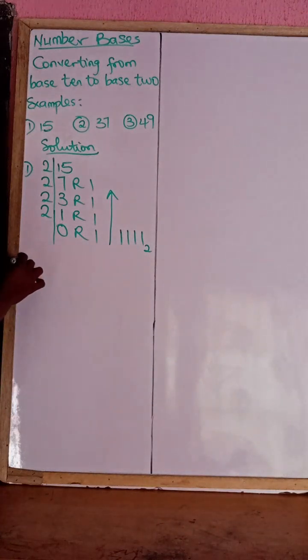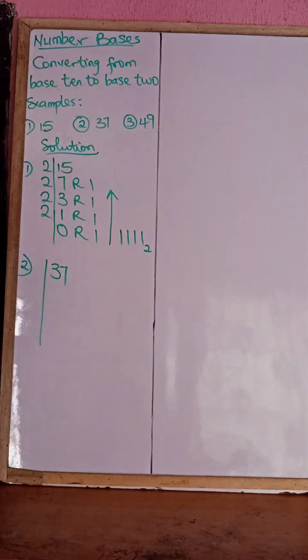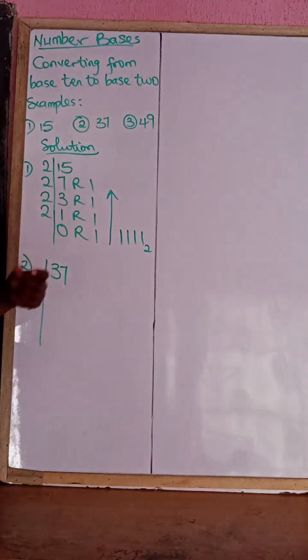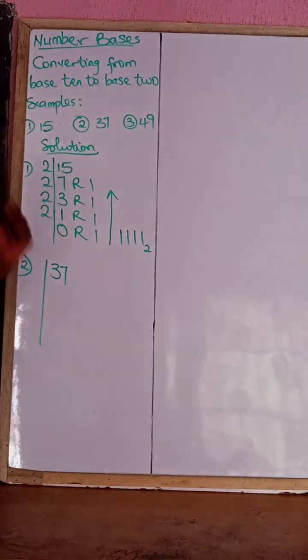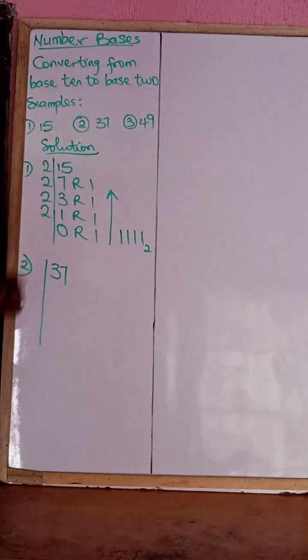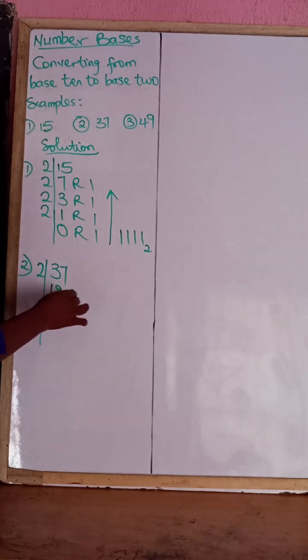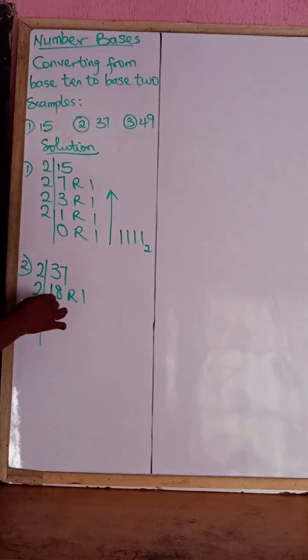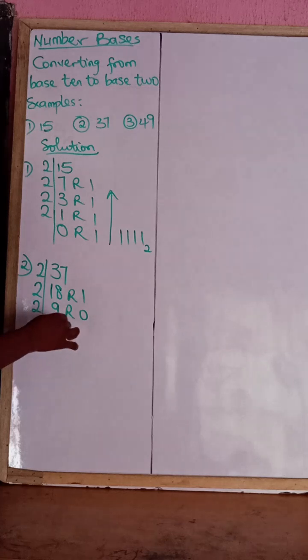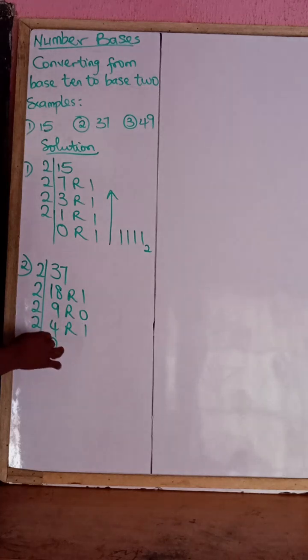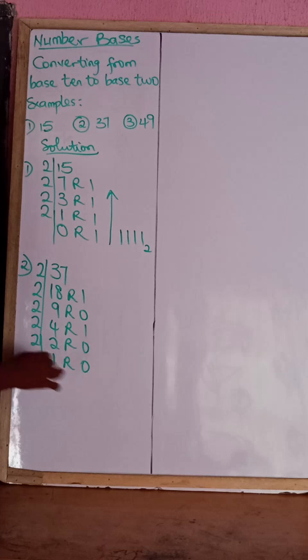Now I want to take the second one. The second one is 37. So what do we do again? We keep dividing 37 repeatedly by 2. We are dividing by 2 because we want to express that number in base 2. So 2 will divide 37, we have 18 remainder 1. 2 divide 18, you have 9 remainder 0. 2 divide 9, you have 4 remainder 1. 2 divide 4, you have 2 remainder 0. 2 divide 2, it is 1 remainder 0. And 2 divide 1, you have 0 remainder 1.